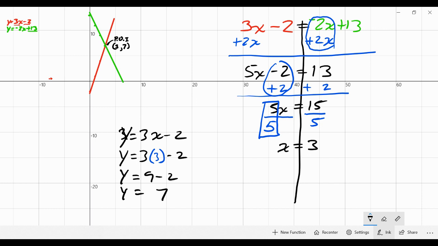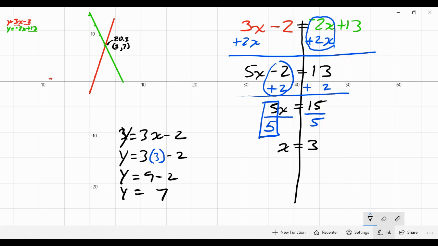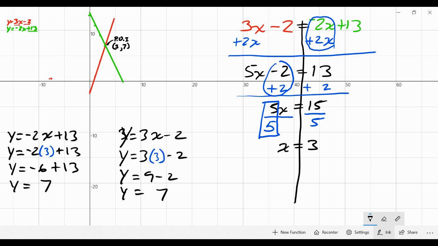I have one more equation. So I'm going to do that one. Y equals negative 2x plus 13. Except wait, I have a value for x now. So I'm going to substitute that. I solved x to equal 3, so I'm going to put a 3 in there. And then I'm just going to keep going. So now y equals negative 6 plus 13, so y equals 7.